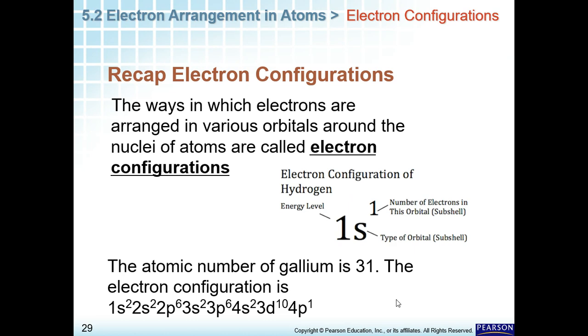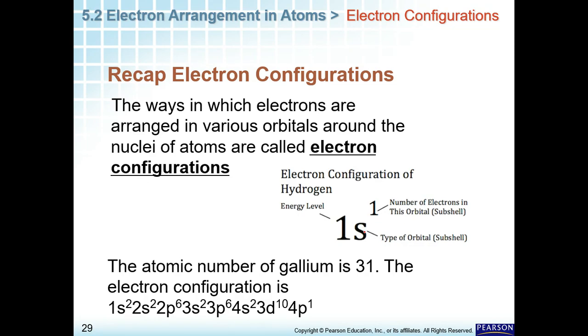The way in which electrons are arranged or placed in different orbitals around the nucleus of an atom is called an electron configuration. Again, it's usually represented by a number followed by a letter and then a superscript. The number in front represents the energy level. So this could be energy level 1, 2, 3, 4, all the way up to 7. The letter represents the type of orbital. We talked about 4 different types: s, p, d, and f. And the superscript is the number of electrons in that orbital.